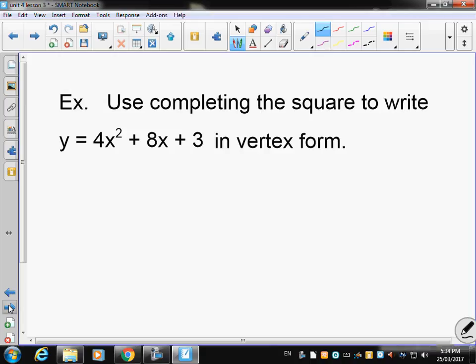We're going to use completing the square to write this one in vertex form. We're going to do the same thing. I know that I want to factor out that 4 to start with so that I can complete the square on something simpler. But 4 doesn't divide into 3 very nicely, so I'm going to leave that plus 3 for later. When I factored out 4 from the first 2 terms, I have x squared plus 2x.